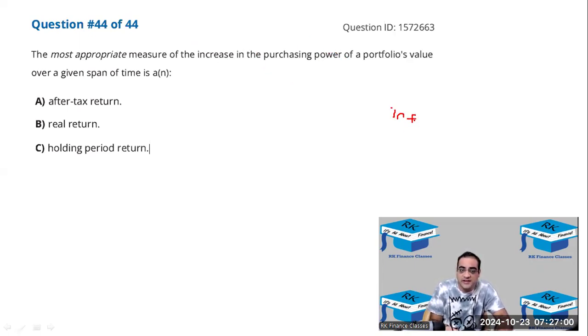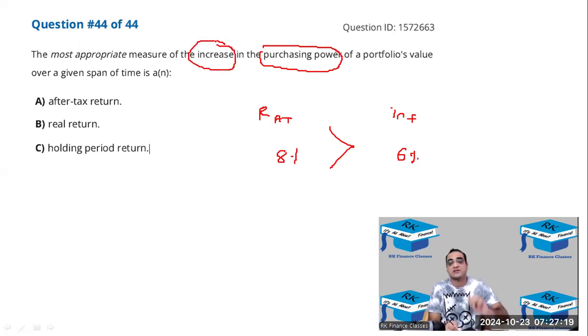So if the inflation is 6% and the after tax return of the portfolio, because obviously on the portfolio's return you have to pay the tax, is 8%, then you have beaten the inflation by 2%. Because of this extra 2%, the purchasing power of your portfolio is going to increase, because cost of living is increasing at 6% and your portfolio is growing 2% faster than that. So it will lead to an increase in the purchasing power of your portfolio.